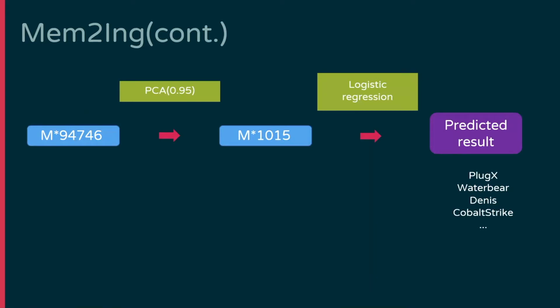Because the dimension after feature fusion is very high, as you can see, 94,000, we use PCA to reduce the dimension. After keeping 95% of the features which are important to the model, the dimension is reduced to 1000. And last, we use logistic regression to train the model and make the prediction.